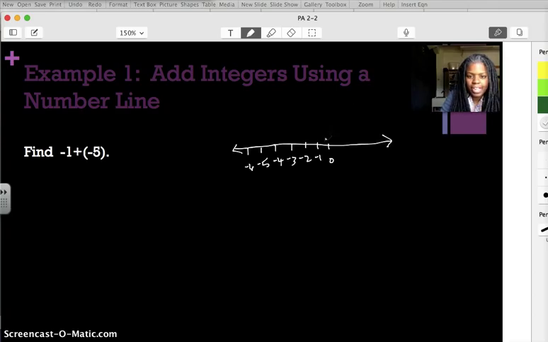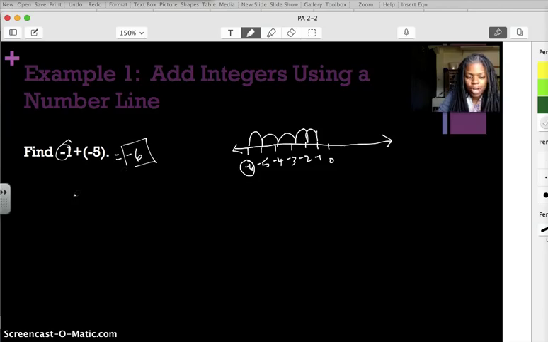So if I start at -1, oftentimes you can look at this first number as your starting place, and when I'm to add -5, it means I'm to go back 5. So when you add a negative, it means you're going back in the opposite direction. So I'm going to go back 1, 2, 3, 4, and 5. And you see that I've landed at -6. So -1 plus -5 is equal to -6.